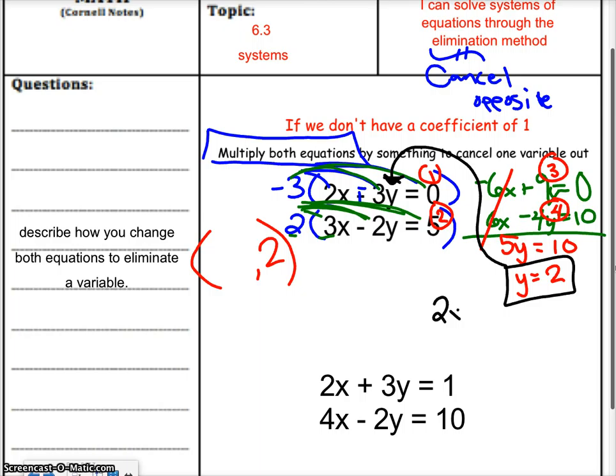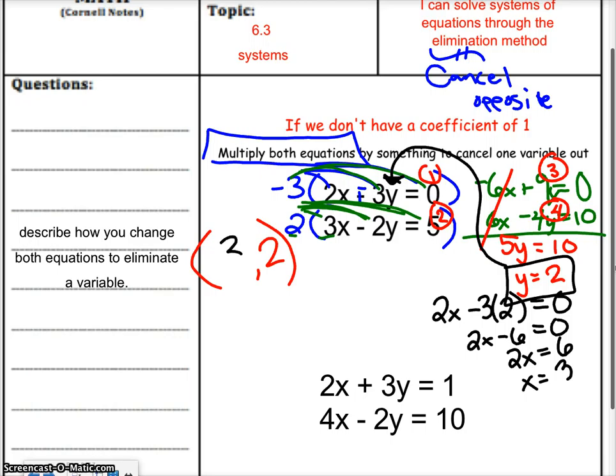So 2x minus 3 times 2 is 0. 2x minus 6 is 0. Add 6. 2x is 6. X is 3. So these two lines intersect at the point 3, 2.